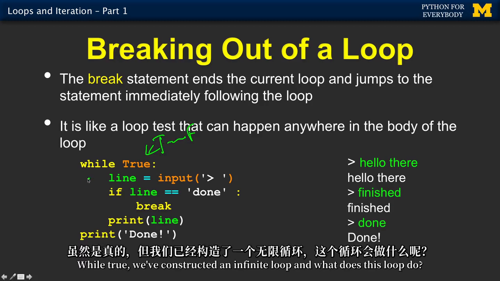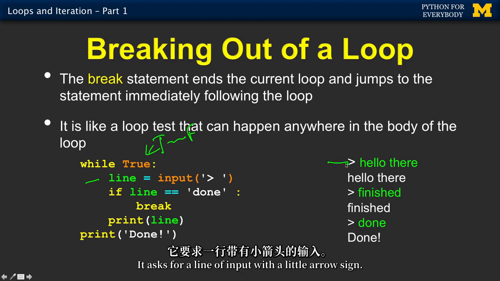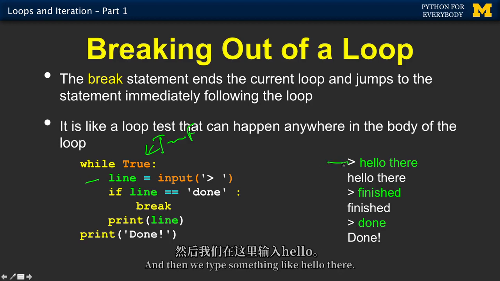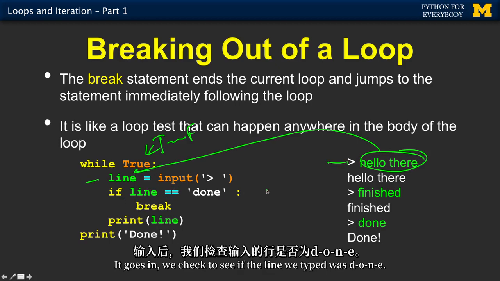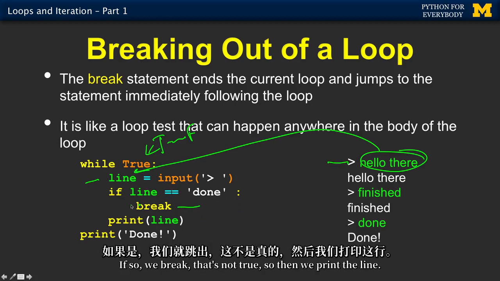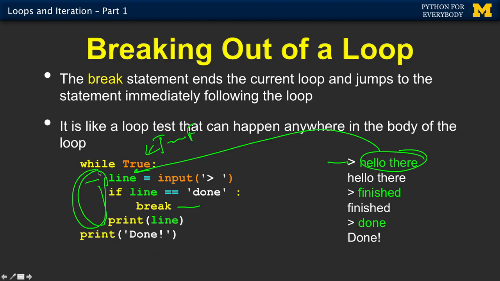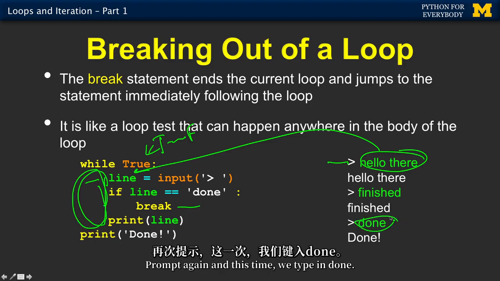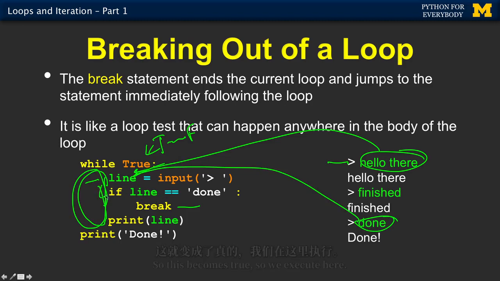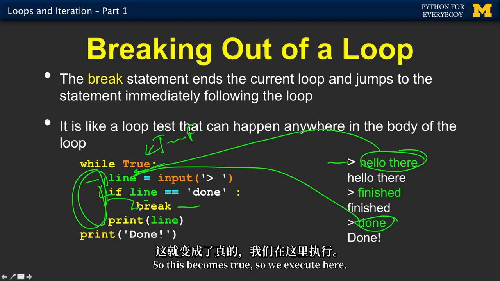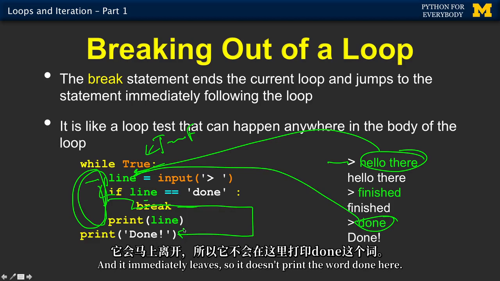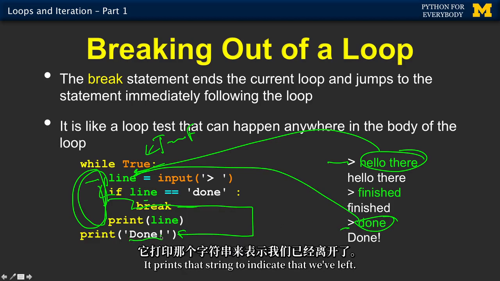And what does this loop do? It asks for a line of input with a little arrow sign. And then we type something like hello there, and it goes in. We check to see if the line we typed was D-O-N-E. If so, we break. That's not true. So then we print the line, and we go up, prompt again, print it, prompt again. And this time we type in done. So done gets typed, so this becomes true. So we execute here and it immediately leaves. So it doesn't print the word done here. It prints that string to indicate that we've left.